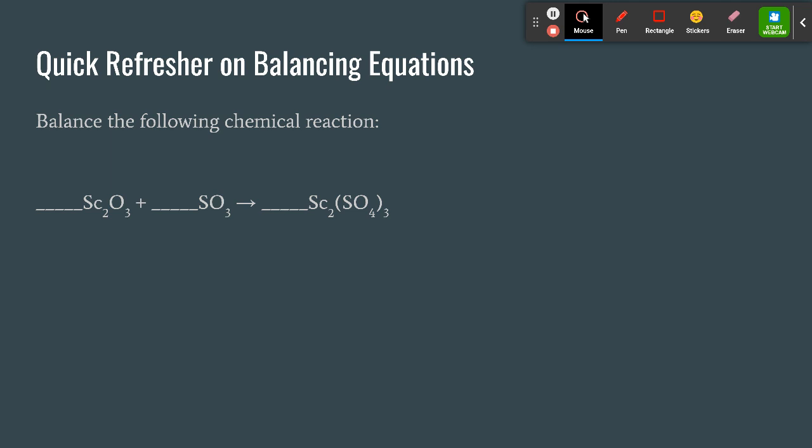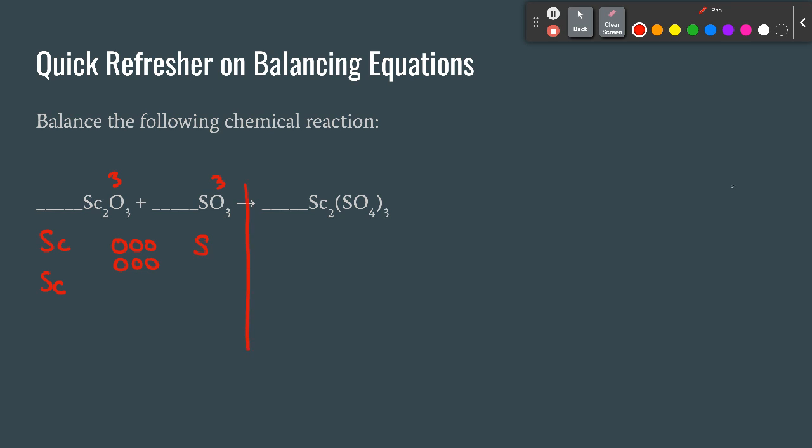All right, let's work this one out. Let's see what we've got. On our reactant side, I have 2 scandium atoms. I have 6 oxygens. I have 3 oxygens here and 3 oxygens here. So a total of 6 oxygen atoms. And I have 1 sulfur atom.